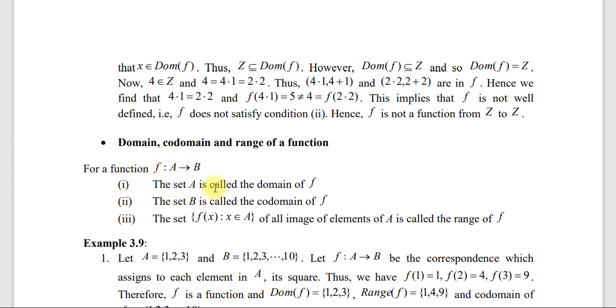So for a function f from A into B: 1. The set A is called the domain of f. 2. The set B is called the codomain of f. 3. The set of f of x such that x is an element of A, the set of all images of the elements of A, is called the range of f.